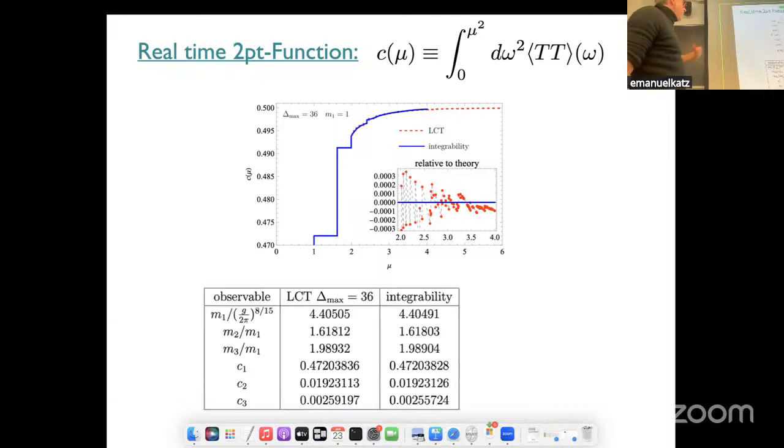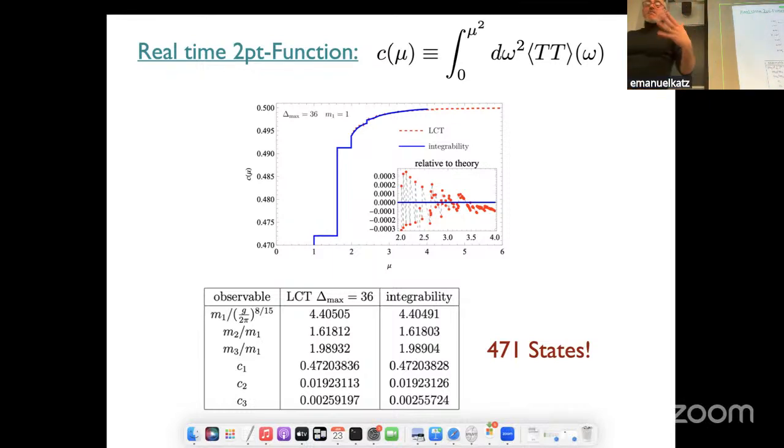So we can compute all kinds of quantities. For example, the contribution of these various bound states: this is C1, this contribution is C2, and there's another one, C3. And the various masses: these are the results of our numerics, and these are the results of integrability. So the convergence is pretty good, and there are only 470 states here.